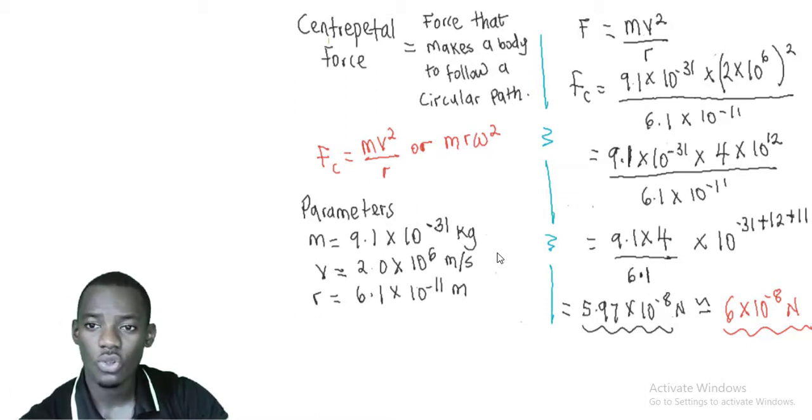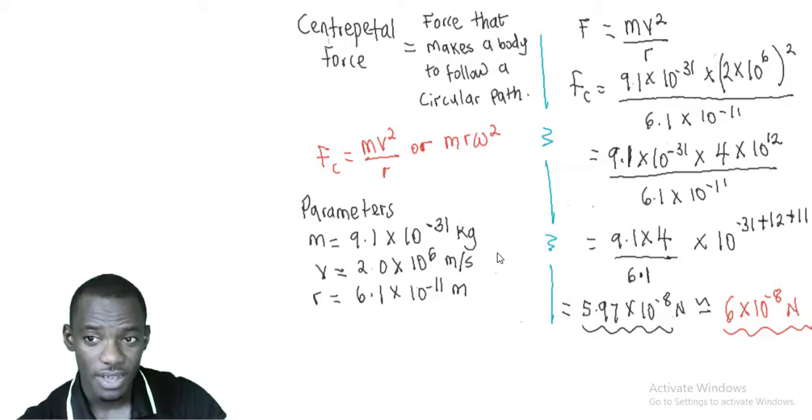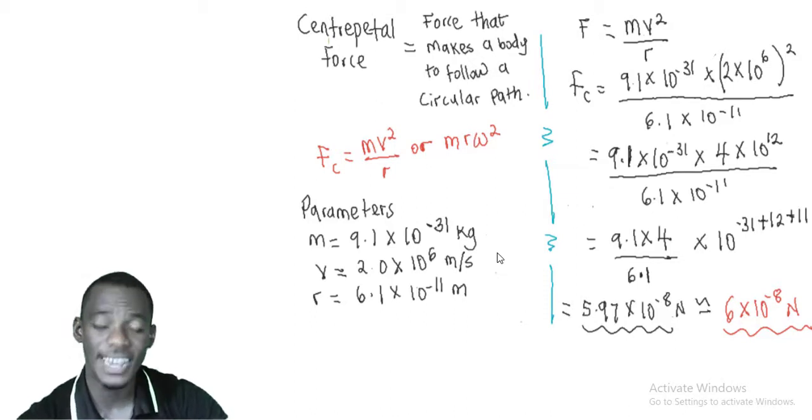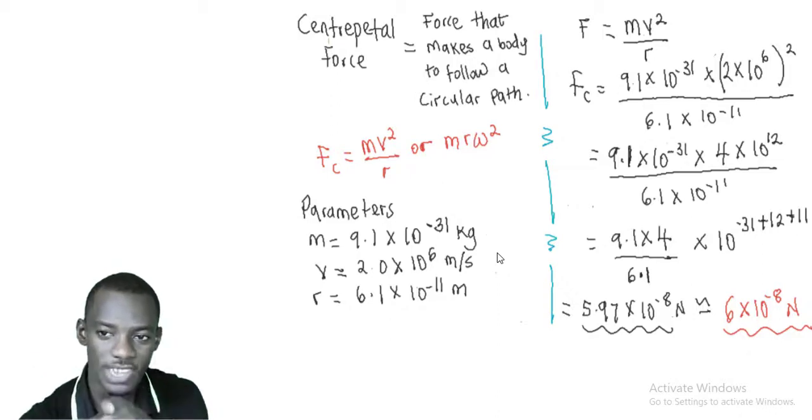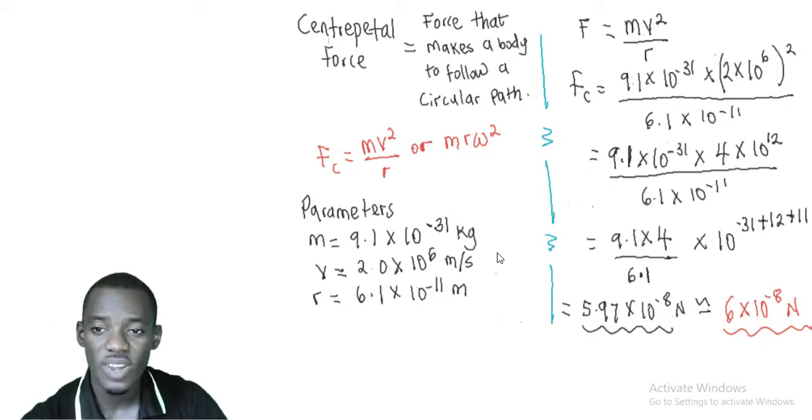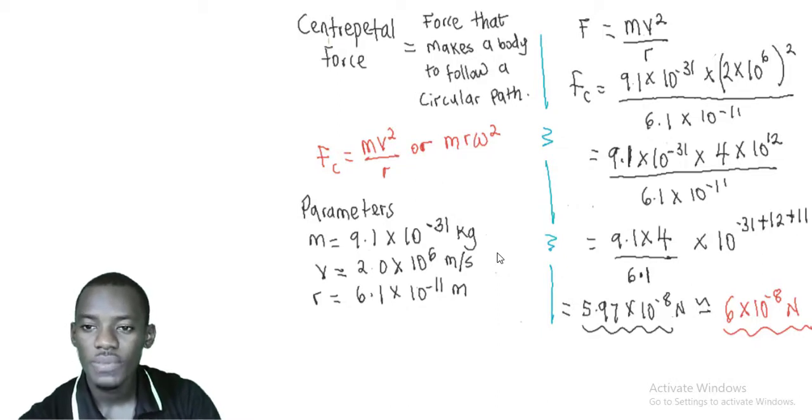So my F, that's my centripetal force, is equal to mv squared over r. My m is 9.1 times 10 to the power minus 31. My v is 2 times 10 to the power 6, squared, over 6.1 times 10 to the power minus 11, that's my r. So I have 9.1 times 10 to the power minus 31 times 4. Where did the 4 come from? The 2 outside and the 2 inside: 2 raised to the power 2 gave me 4. Then 10 to the power 6 squared gave me 10 to the power 12, divided by what is below. Okay, good.